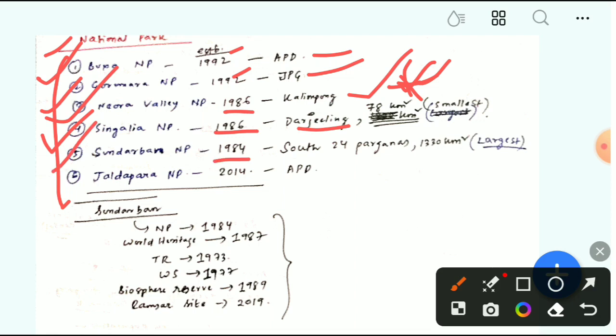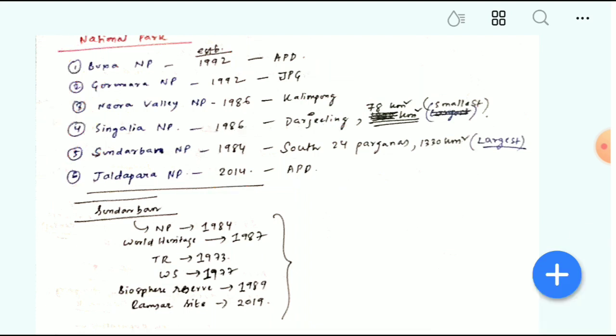Next is Sundarban National Park. It was formed in 1984, and it is in South 24 Parganas, and it is the largest, that is 1330 kilometers square. I have given these as approximate values. Next is Jaldapara National Park, which is a recent national park, in Alipurduar district, and it is very famous for one-horn rhinos.